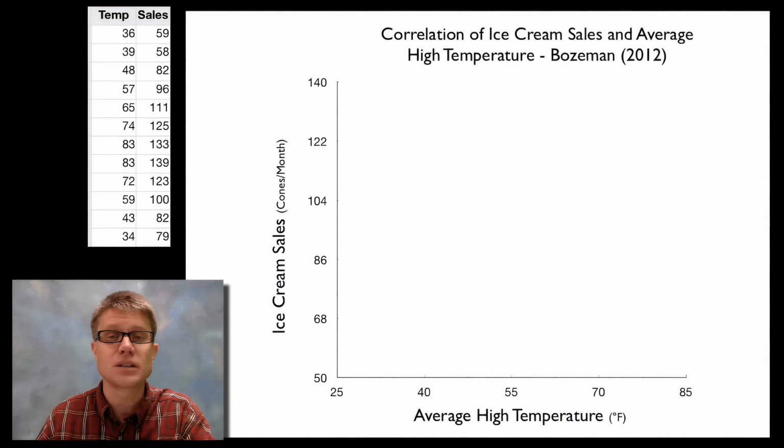The next is going to be the title. The title should tell you everything contained on the graph. In other words, I'm going to look at the correlation of ice cream sales and average high temperature. I'm going to tell you where it is, and I'm going to give you the date for that.